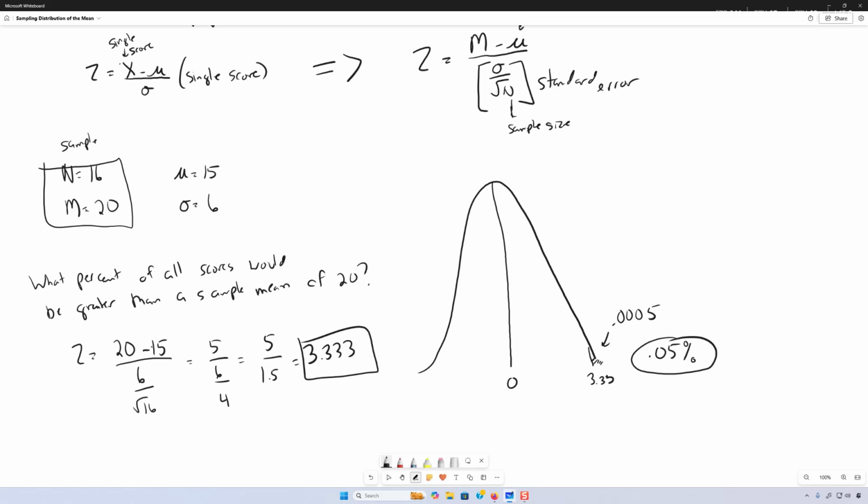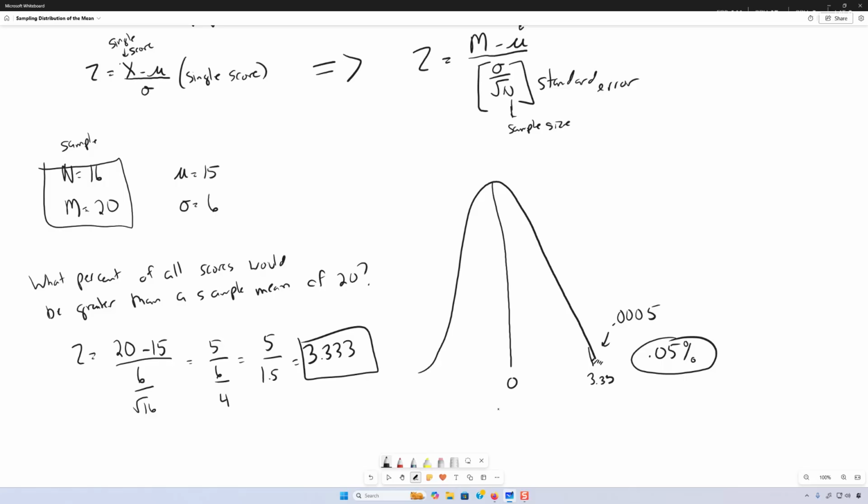That's not a lot, right? So what that's telling me is that if you have a sample with a mean of 20 from this distribution with a mean of 15, it probably does not belong to the distribution with a mean of 15. So if this represents the null hypothesis, and my sample mean of 20 gives me this large z-score, it's very unlikely that this is a random sample from this population representing the null hypothesis.